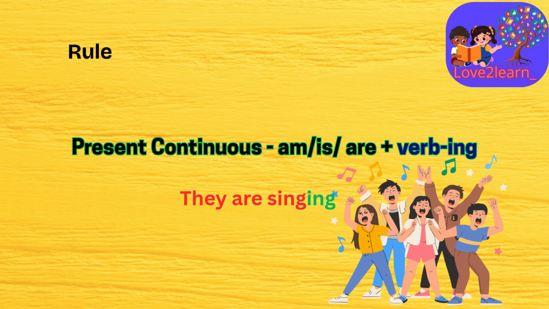They are singing. They is used for more than one person. Are is the helping verb here. Sing is the action word. With that, ing is added for present continuous tense.